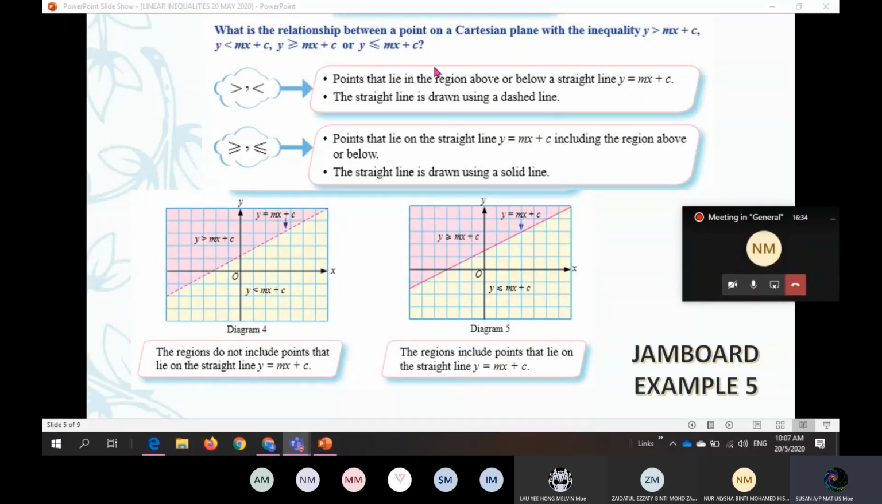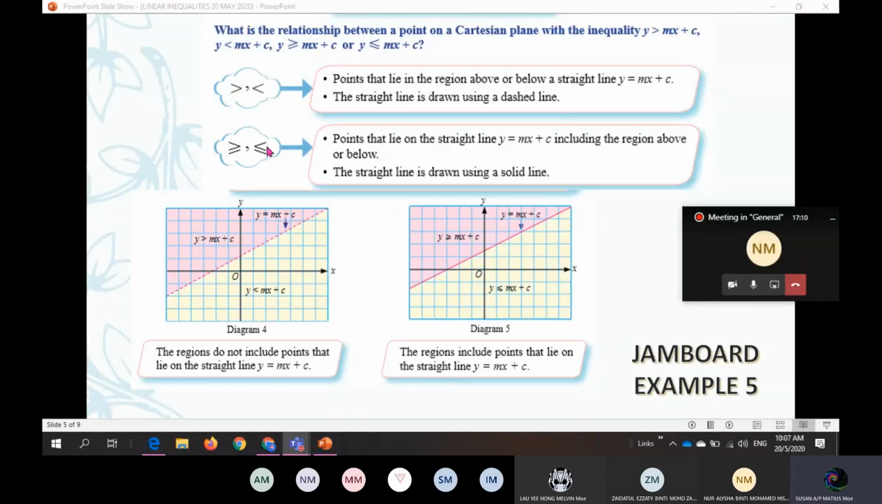All this while we have been looking at points with only the symbols greater than and less than. Now we are also going to look at what happens when you have the symbols greater than or equal to, and less than or equal to. What it means is that for points that lie in the region above or below a straight line, the straight line we draw has to be a dash line. We cannot just draw a straight line like this. We have to draw a dash line.